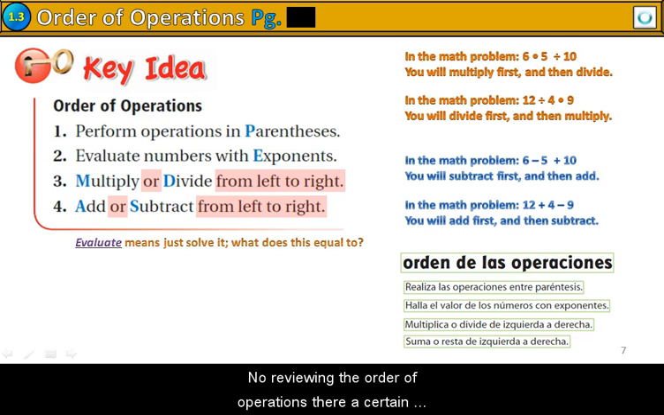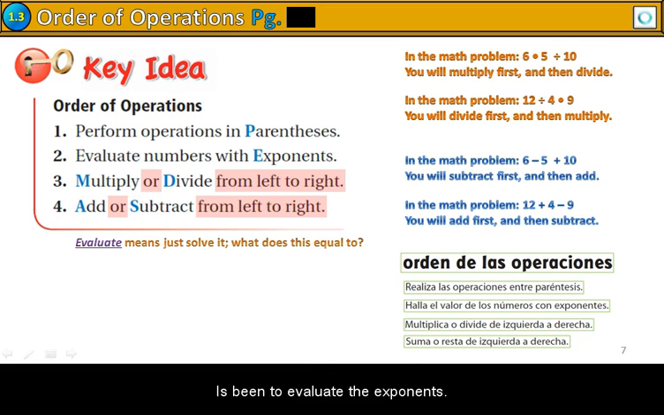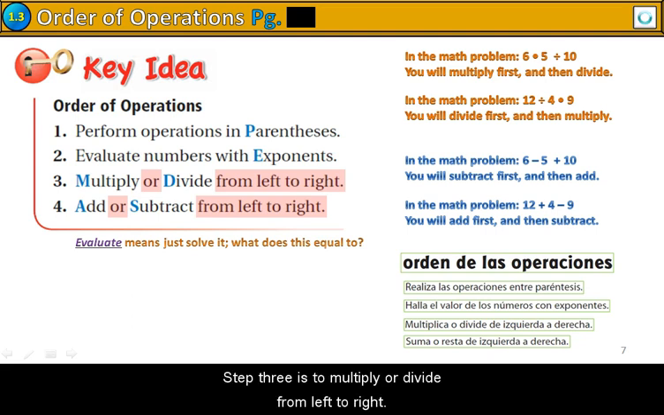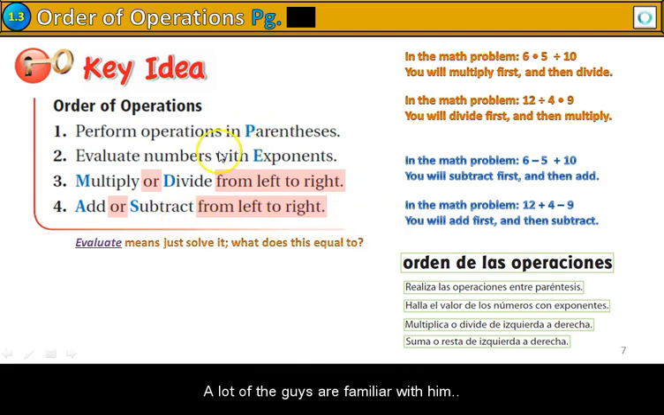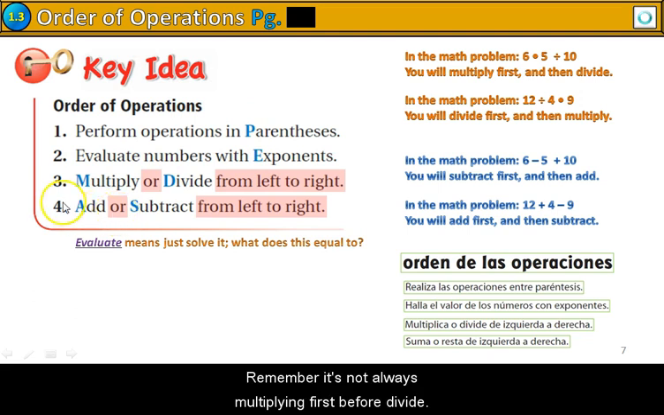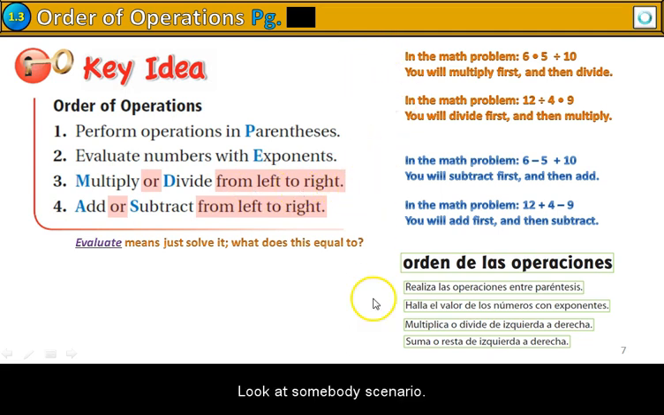Now, reviewing the order of operations, there are certain steps we have to take in order to get the right answer. Step 1 is to perform the operations in parentheses first. Step 2 is then to evaluate the exponents. Step 3 is to multiply or divide from left to right. And finally, step 4 is to add or subtract from left to right. A lot of you guys are familiar with PEMDAS, but remember, it's not always multiplying first before dividing, it's from left to right. Take a look at some of these scenarios.